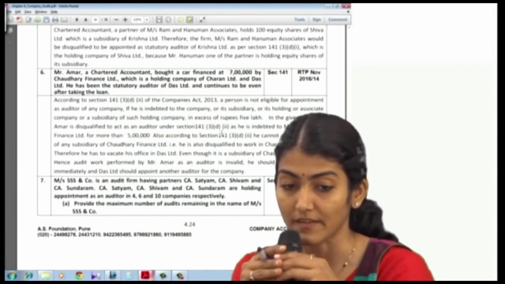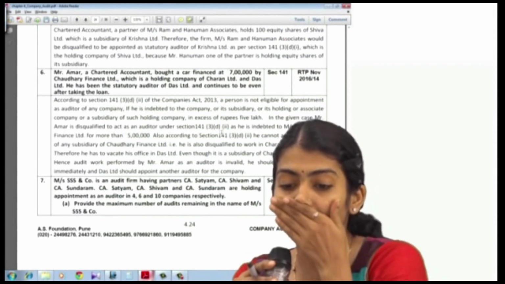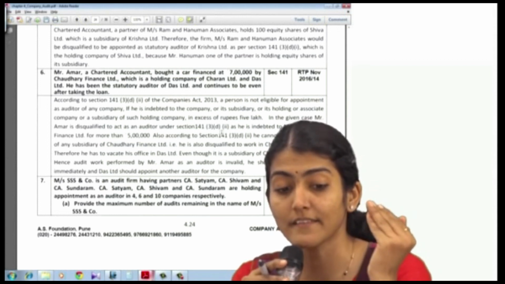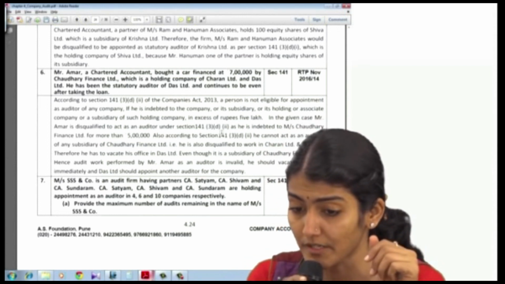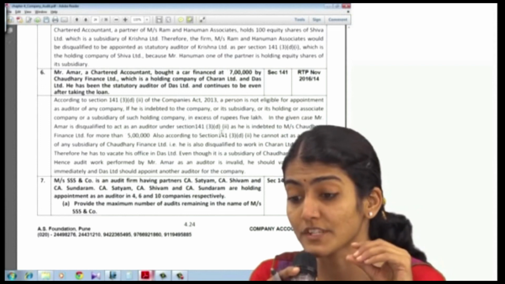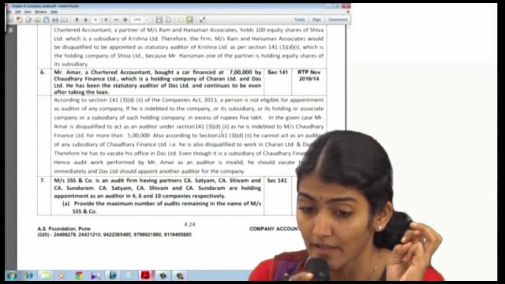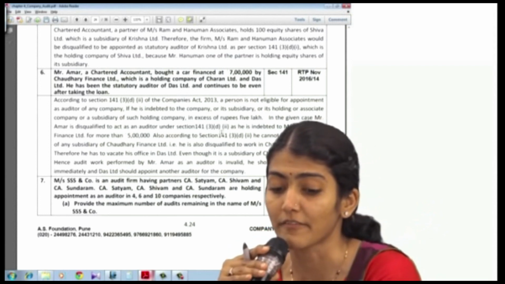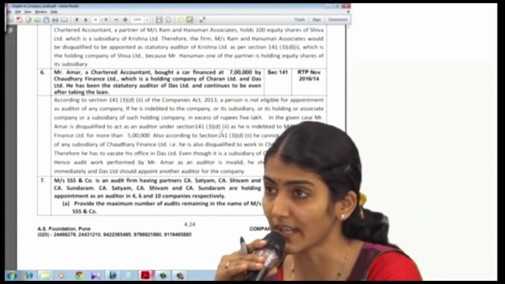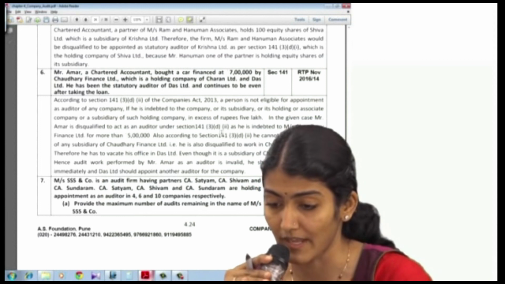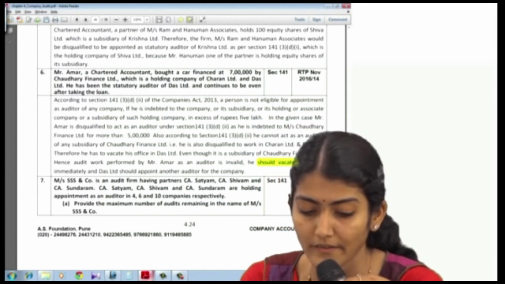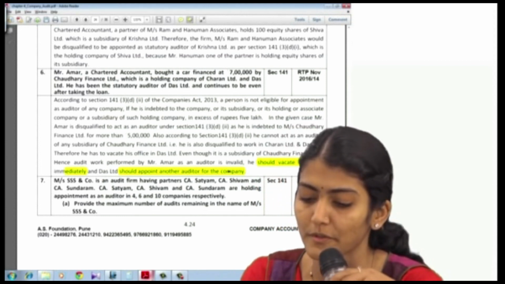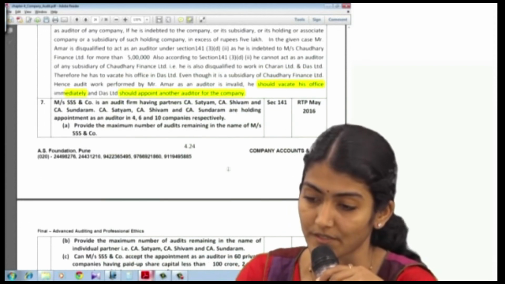Next one, question number 6. Amar, a CA, bought a car financed at 7 lakh by Chaudhary Finance Limited, which is the holding company of Charan Limited and Das Limited. He has been the statutory auditor of Das Limited and continues to be after taking the loan. So indebtedness exceeding rupees 5 lakh. So what does it say? He should vacate his office immediately and thus should immediately appoint another auditor.